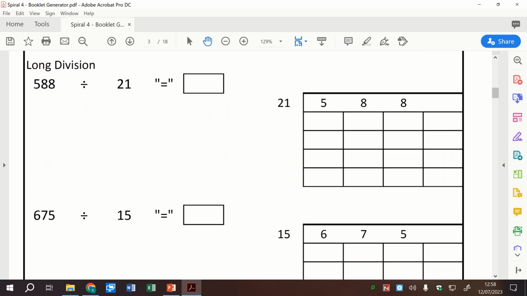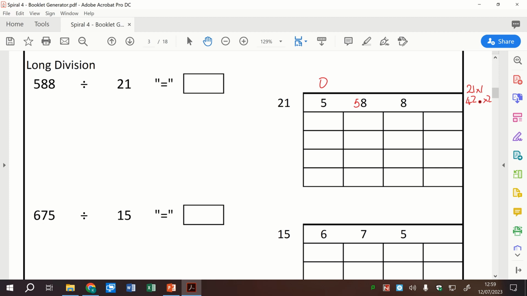Okay, so 588 divided by 21. Does 21 go into 5? No, it doesn't. So I've got a remainder of 5. Does 21 go into 58? Well, yes, it does. So I'm going to do 21 times 1, and then add 21 to 21. So 21 plus 20 is 41, plus 1 is 42, and that's what times 2 is.